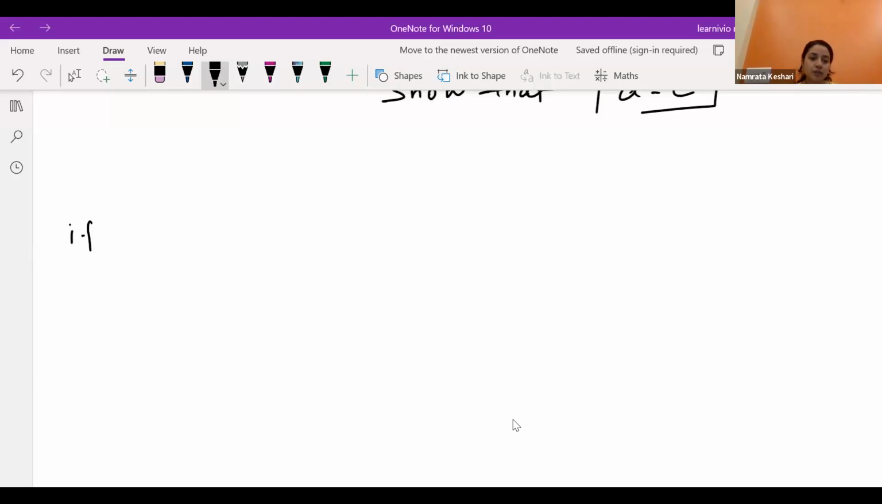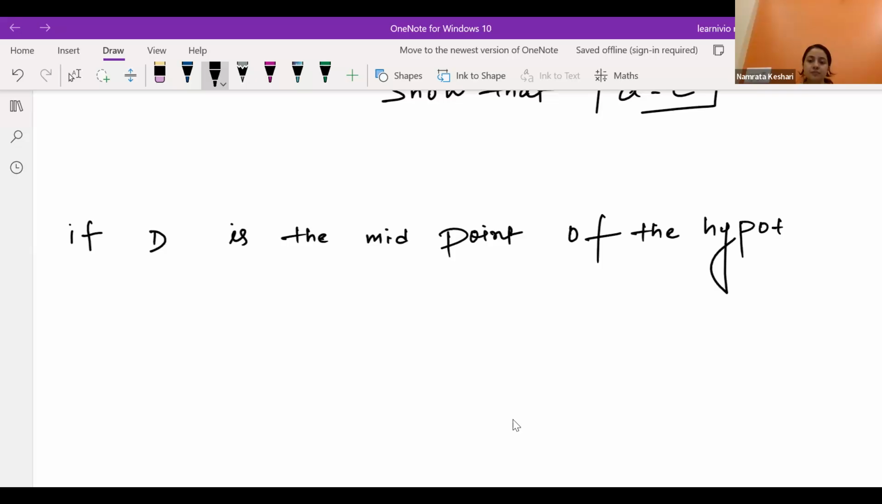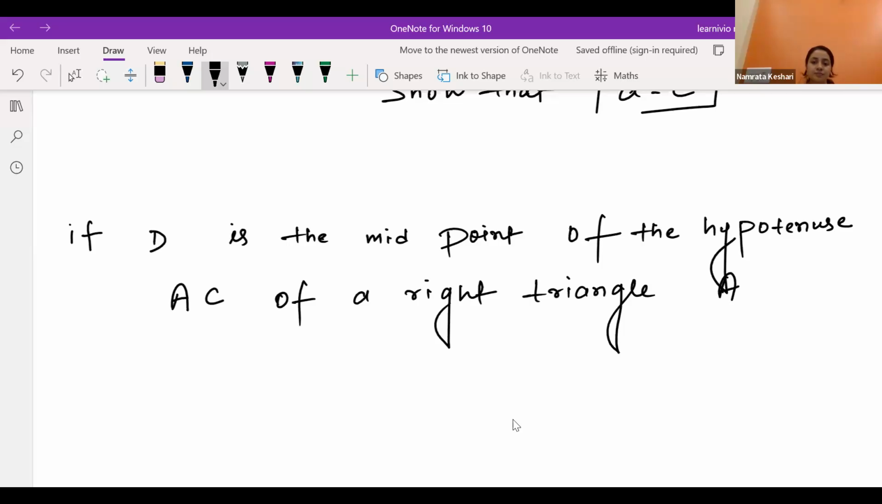Let's do it today. Okay, if D is the midpoint of the hypotenuse AC of a right triangle ABC, prove that BD is equals to half of AC. And then we will start with Euclid's geometry.